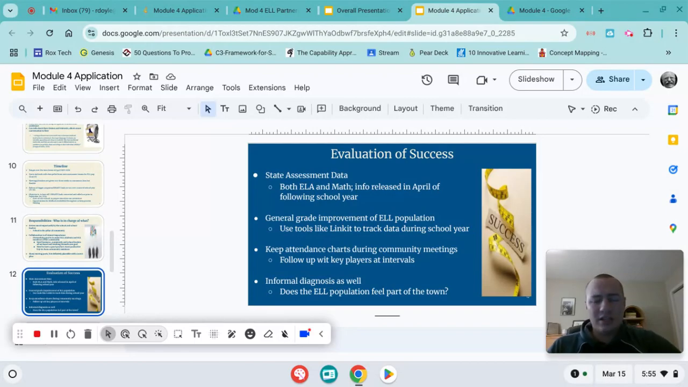We don't want to teach just to the test. We want the high tide to rise all boats. So keeping those diagnostics, we already use Linkit. It is a data tracking system. So with that being said, we can just implement those data points to make sure students, especially ELL students, are improving.